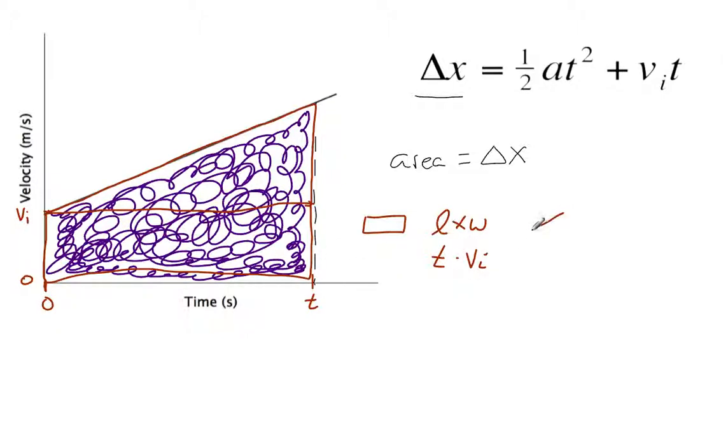If I look at that triangle, remember the area of a triangle is 1/2 base times height. So it's going to be 1/2. The base, again, the base of the triangle is the same as this length for the rectangle. So I'm just going to call that t. The height from here to here, this is some value v final. So the difference from v final to v initial is delta v.